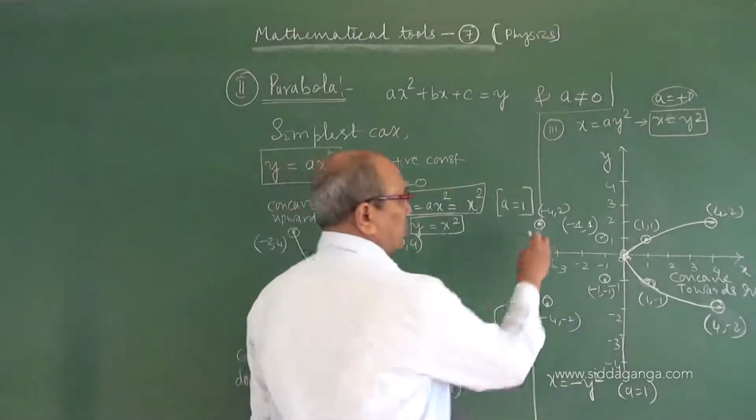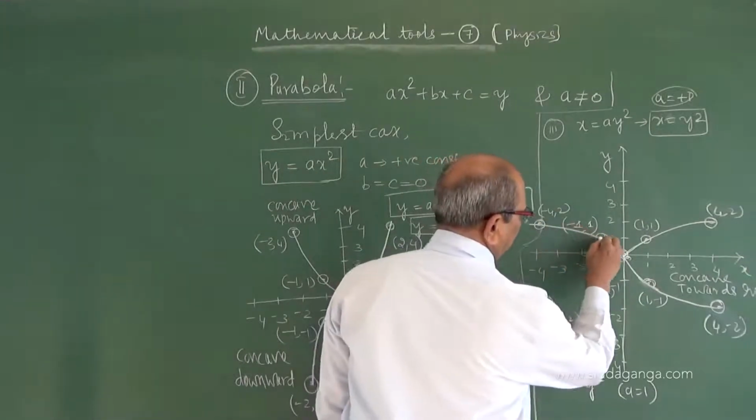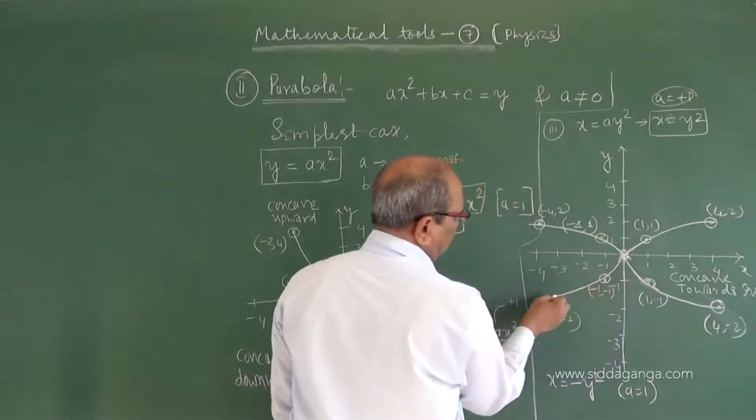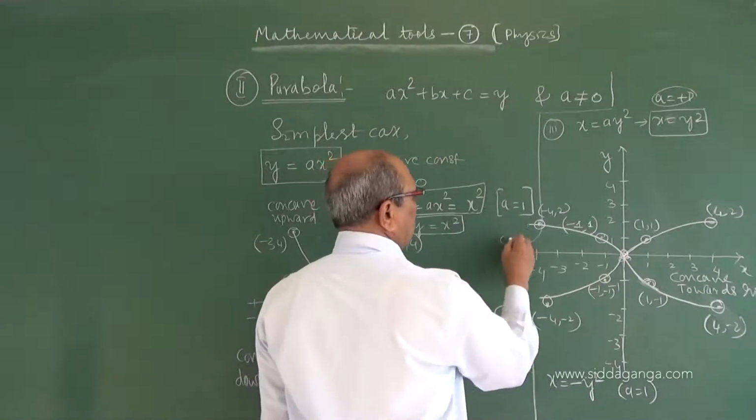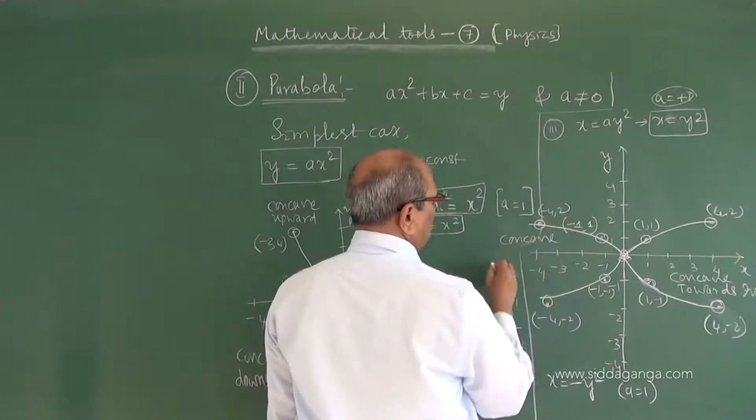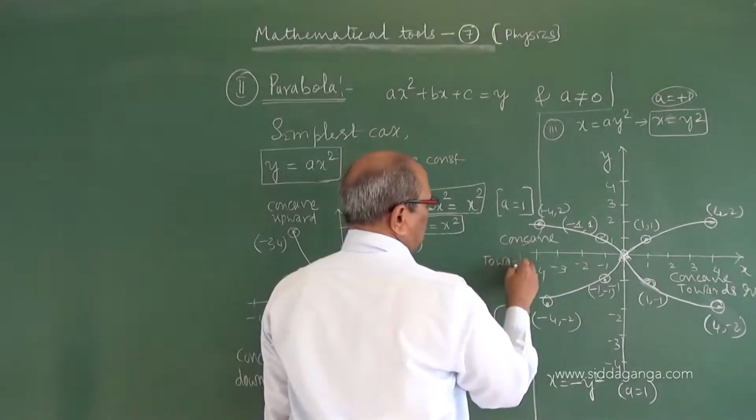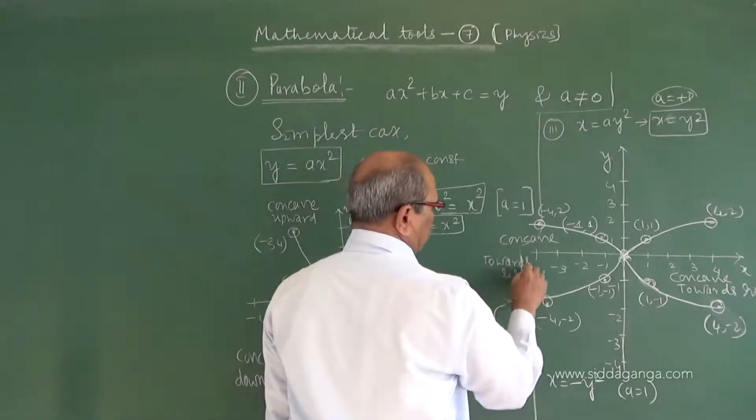So the curve we are seeing is bent towards the left. So we get the curve which is concave towards the left.